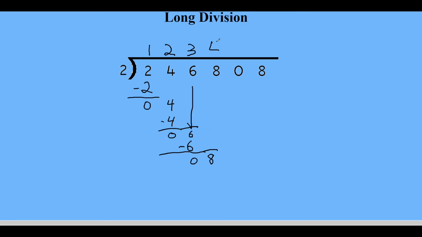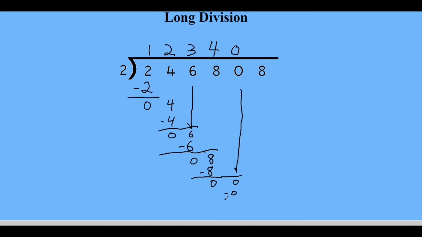Let's try 4. 4 times 2, that's good. 4 times 2 is 8. And then we have another 0. And this time we're going to bring down the 0. So how many 2's are in 0? What times 2 equals 0? Well, 0 times any number equals 0. So I write my 0 right here.